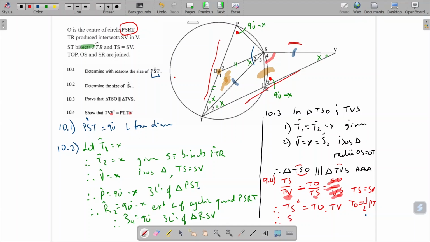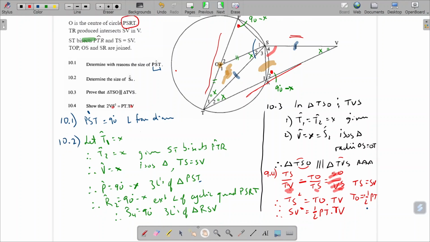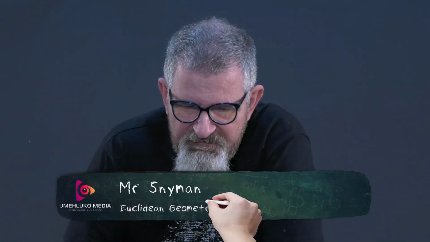And when we do that, we get our answer coming out quite quickly. So we get SV squared equals a half PT times TV. And if we just take that half across, we get the 2SV as required. We get our final answer of, therefore, 2VS squared equals PT times TV. And so that question, as I said, had something interesting in it, in that there was that coefficient of the 2, which was slightly unusual.